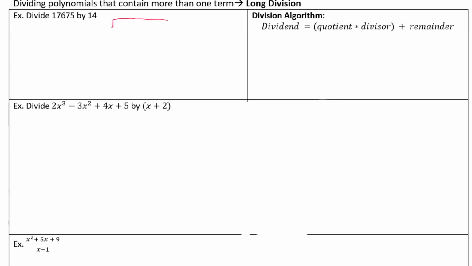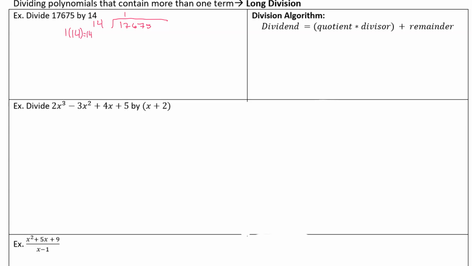Our dividend is going to be what we're dividing. Our divisor is going to be what we're dividing by, and our remainder is going to be anything that's left. Our quotient is what we've got on our numerator. So first we say, does 14 go into 1? It does not. Does 14 go into 17? Yes, it does, once. So we multiply our divisor times that value, how many times it goes in.